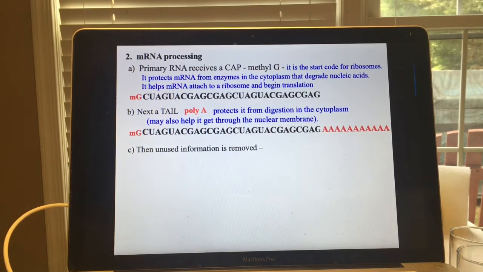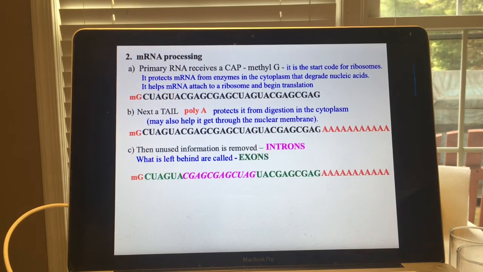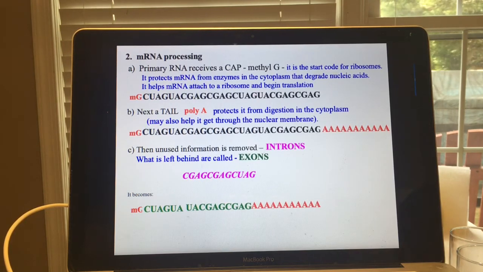Okay, then some unused information is removed. The unused information that's removed, those pieces that are cut out or spliced out, are called introns. And what's left behind are called exons. So if you look at this primary RNA transcript, the pink are the introns and the green are the exons. And what happens is that the introns are spliced out, and the exons are spliced back together.